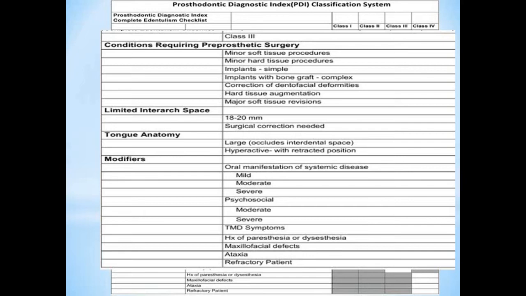Then based on the tongue anatomy, you have to mark whether it is a large or a hyperactive tongue with retracted position, and any modifiers, that is if there is any oral manifestation of any systemic disease, any psychological manifestation or TMD symptoms, all these you have to note in this PDI, that is Prosthodontic Diagnostic Index Classification System.